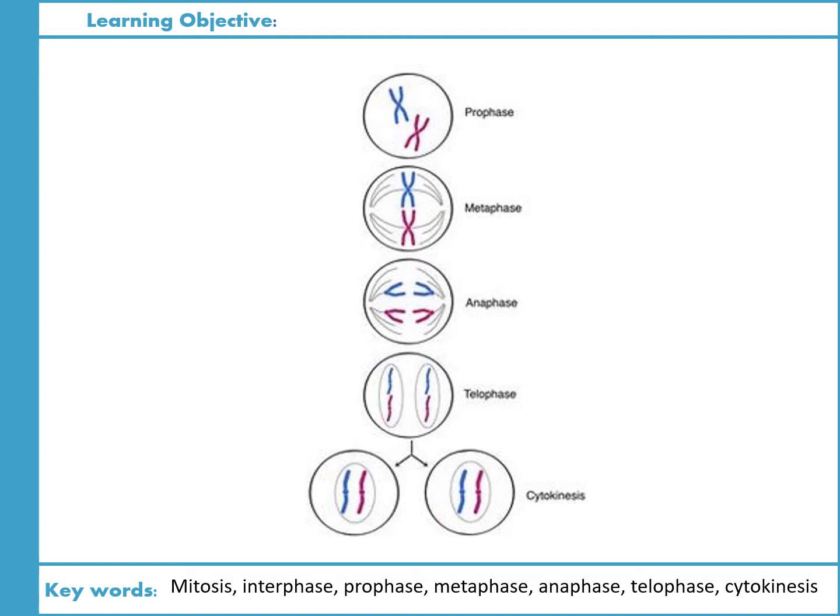Then the new nuclei can form around each set of chromosomes. New cell membranes can form around each nucleus, and some of the organelles, the ribosomes and mitochondria, will be in each of these cells. This process is called cytokinesis, which quite literally means cell splitting. So we have ended up with two identical cells from the one original one.